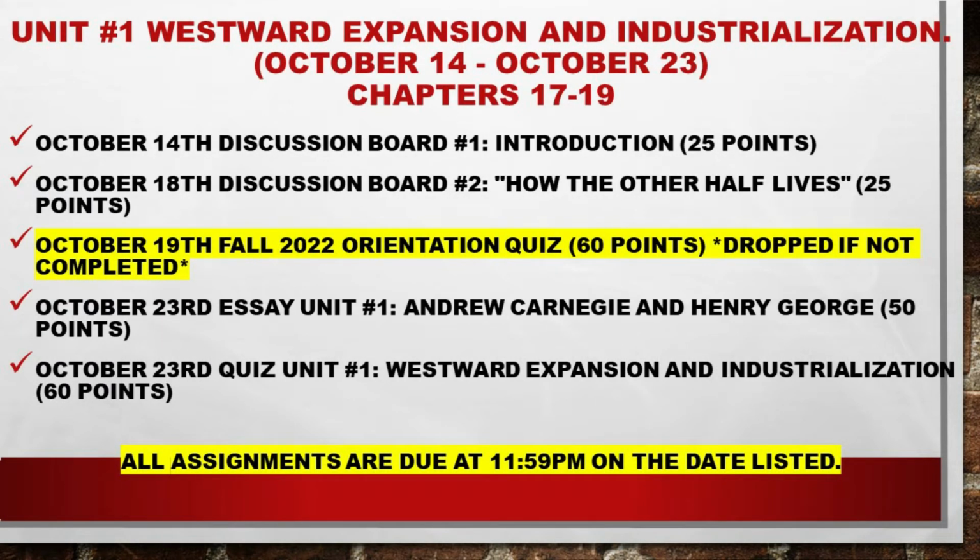So looking at Unit 1, Westward Expansion and Industrialization, the dates for this unit are October 14th through October 23rd, and it's going to cover chapters 17 through 19 in your textbook, which is available online. So you do not need to purchase a textbook for this course.